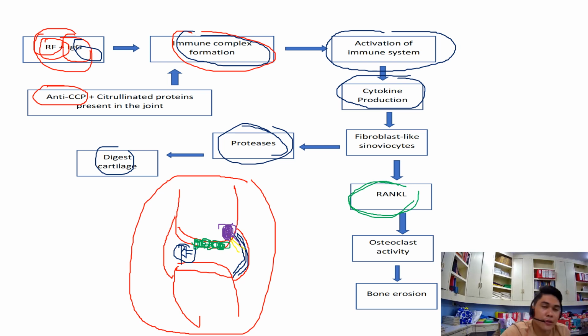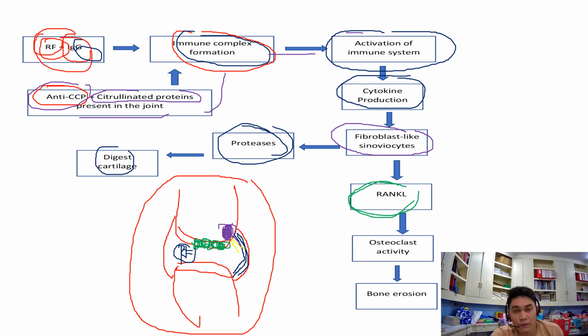Now, another cause of rheumatoid arthritis is the production of anti-CCP. Anti-CCP reacts with citrullinated proteins present in the joint, and it causes immune complex formation. Then, same pattern or flow, you have activation of the immune system. The next is cytokine production. Increased cytokine production leads to increased formation or proliferation of fibroblast-like synoviocytes.